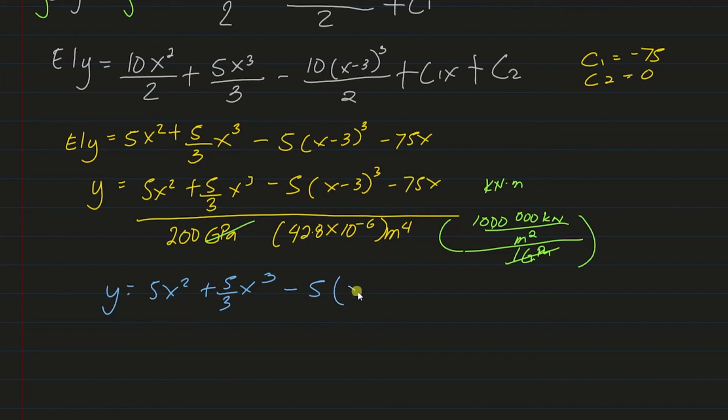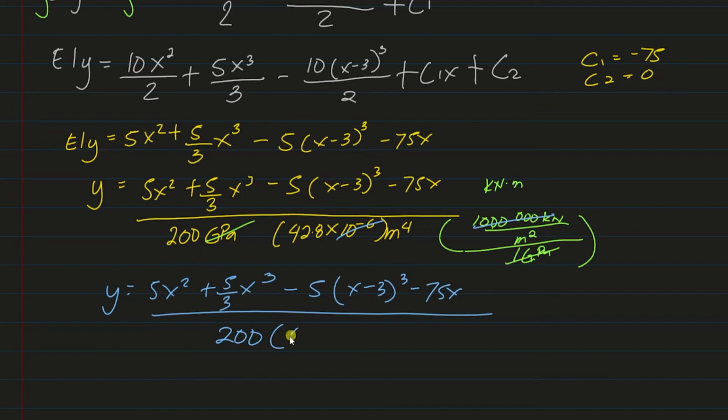minus 5 times (x minus 3) cubed, minus 75x, divided by, so this is 1 million. Right, 1 million times 10 raised to 6, they just cancel each other, because 10 raised to negative 6 is in the denominator. So that cancels, and we just have 200 times 42.8. So this is our deflection equation.